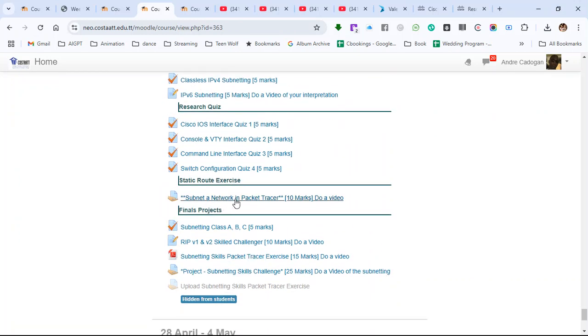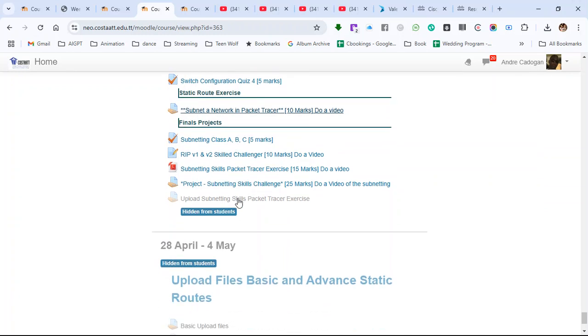Then this one here is the hallmark of the exercise, static route. This is what you have to make sure that you know and understand. And I have a tutorial video that is in detail showing you about static routes. And then we reinforce them, but each one of them is considered a project. The subnetting skills challenge, this is where you're going to prepare yourself for advanced routing protocols the following semester.